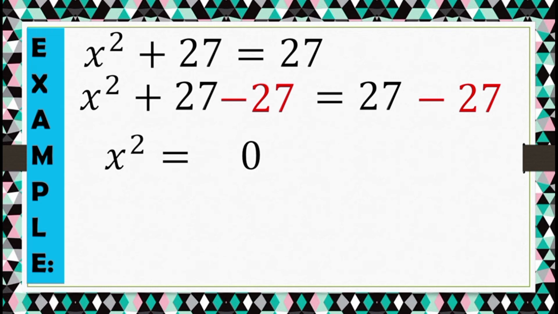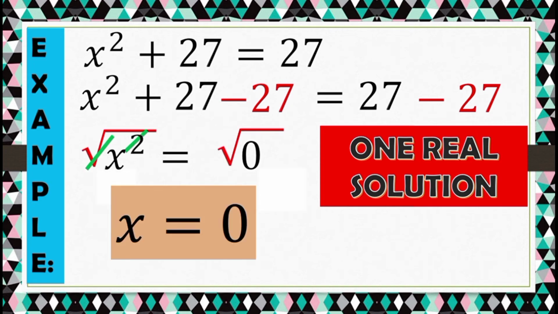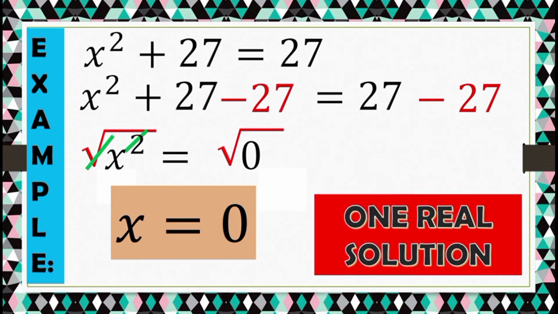This is now in x squared equals k form, where k is equal to 0. Earlier, we determined that if our k is equal to 0, it has one real solution. Applying extracting square roots, x is equal to 0. And that is correct. One real solution. The value of our x is equal to 0.